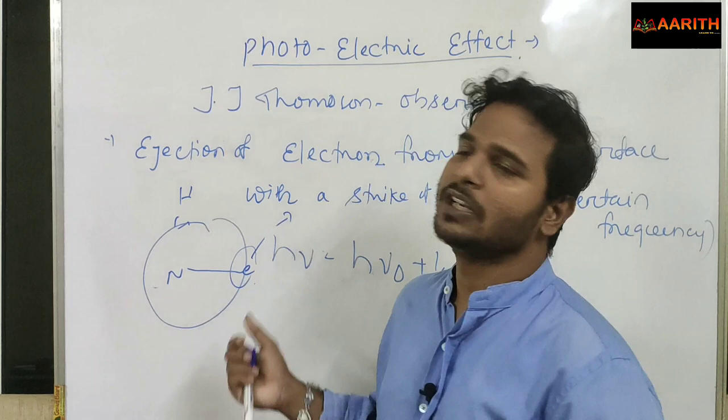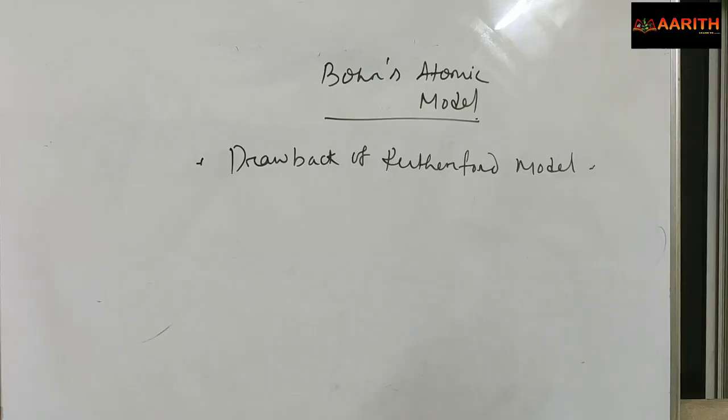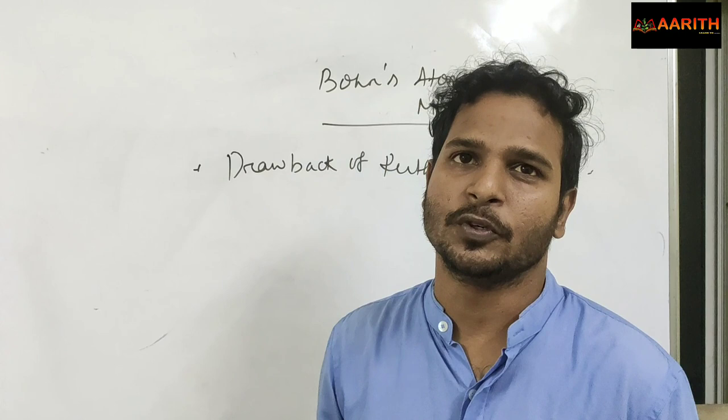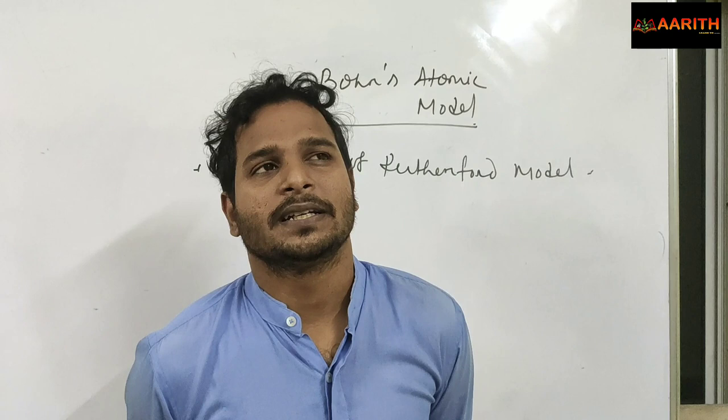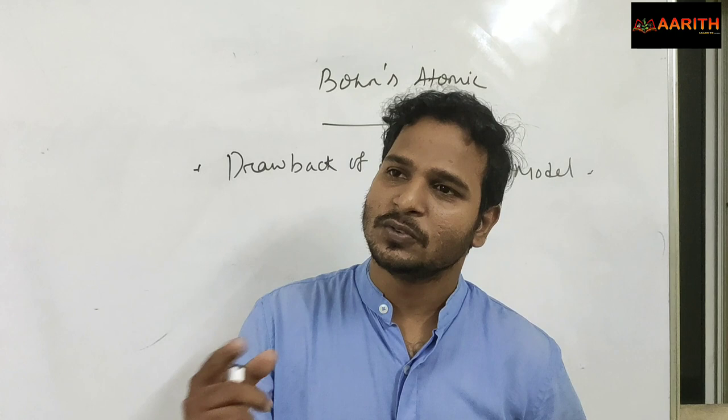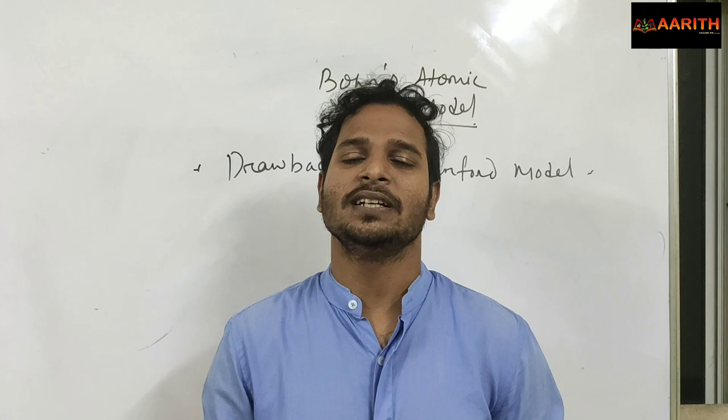Now we turn to Bohr's model, particle nature. Now turn to Bohr's atomic model first. So we should first discuss the drawbacks of Rutherford's model. You know, the limitations of Rutherford's model. Rutherford's model stated that the electron, a charged particle, revolves around the nucleus in an atom. Maxwell argued that when a charged particle is continuously moving, it emits radiation. After some time it loses its energy, that's why it falls on the nucleus. So these are the limitations of the Rutherford model.